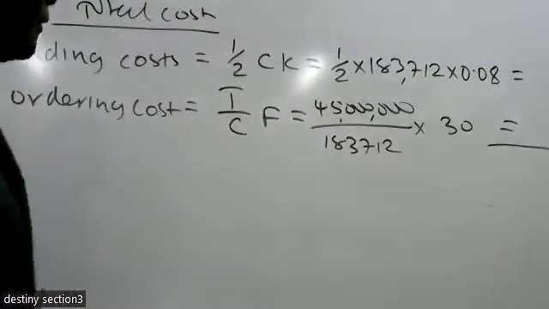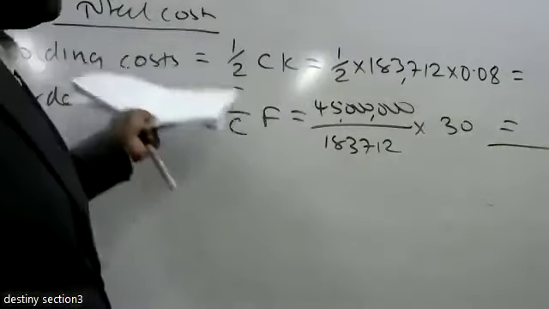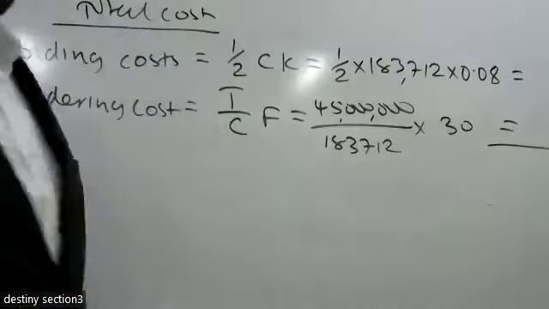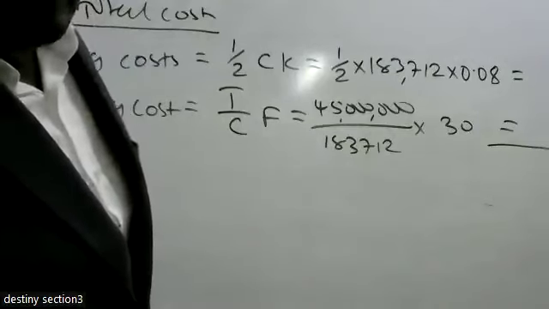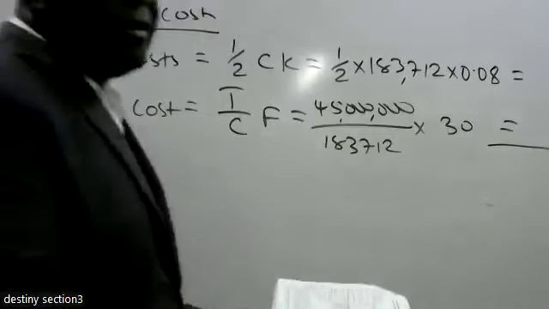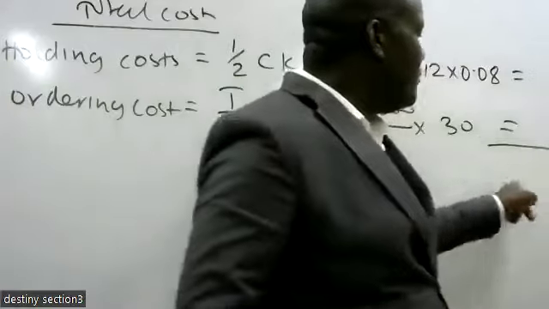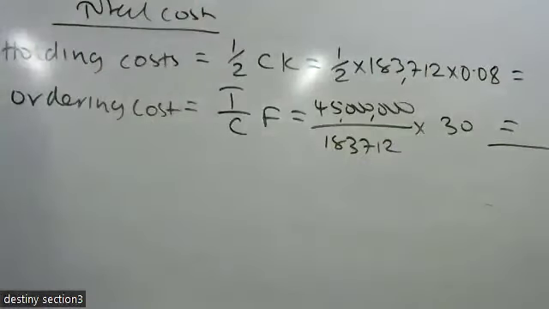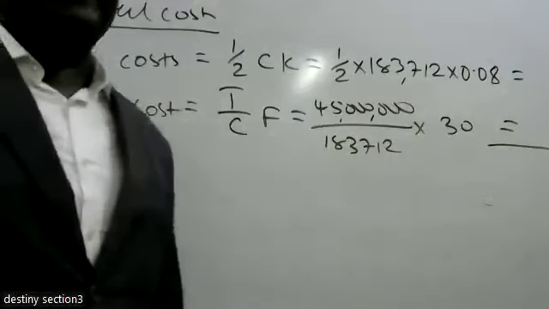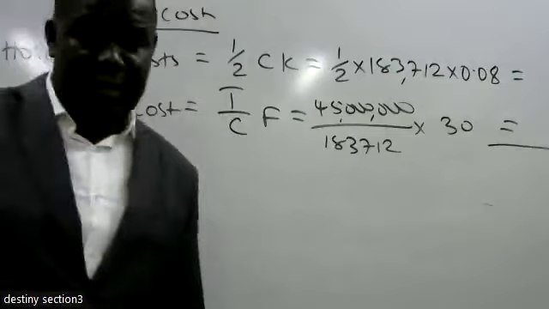Someone is asking whether to add. That is why it is total cost. You add the two. Even from the economic order quantity, I was adding them together to get the total cost. There are two items, add them together to get the total cost. Remember, the total cost was purchase cost plus holding cost plus what? Ordering cost. But this one has no other item.